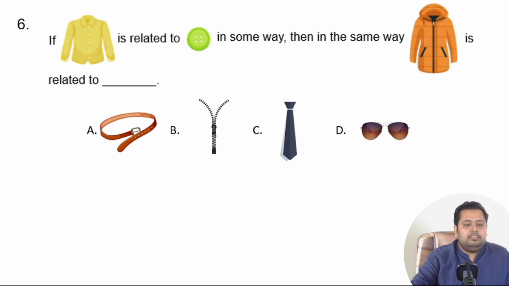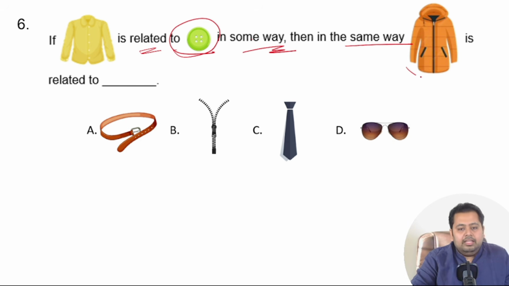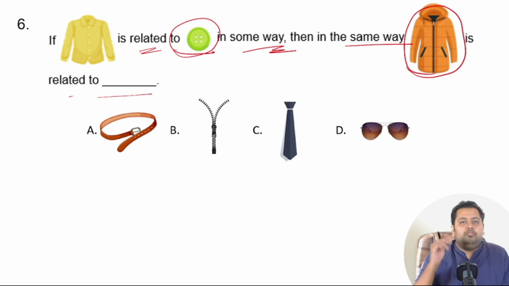Now, if a shirt is related to button, right? A shirt is related to button in some way, then in the same way, a jacket given over here is related to dash, right? So if a shirt is related to a button in some way, then in the same way, a jacket is related to dash. Again, take 3 seconds, solve it, we meet the other side.